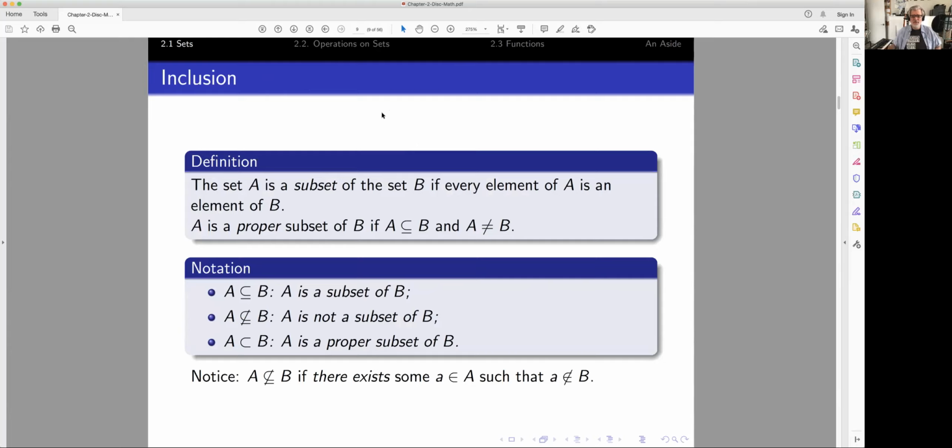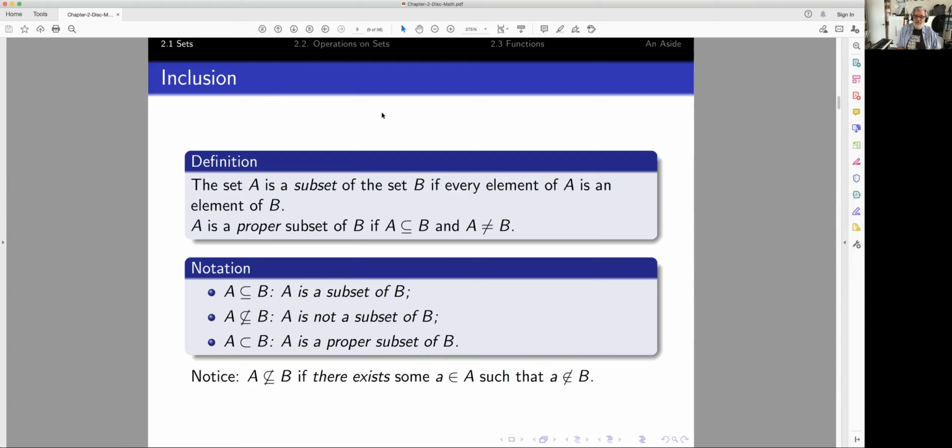Again, I presume this is something you've seen before in one form or another. So the set A, we say, is a subset of the set B if every element of A is an element of B. Okay, so the notation is right there below. And I'm throwing in this extra definition, of a proper subset, which is not very deep either. So we say that A is a proper subset if A is a subset of B, but it's not equal to B. So notice that a set is a subset of itself by definition, right?